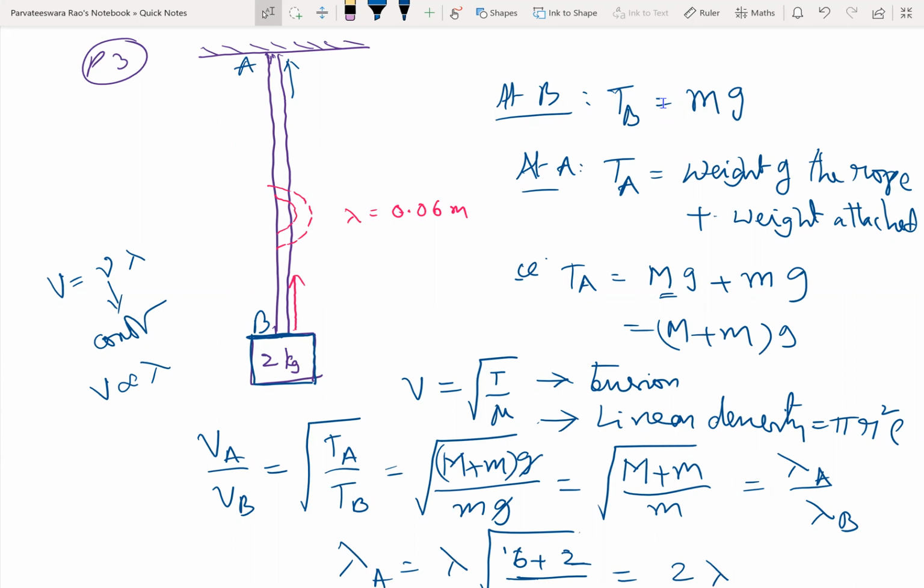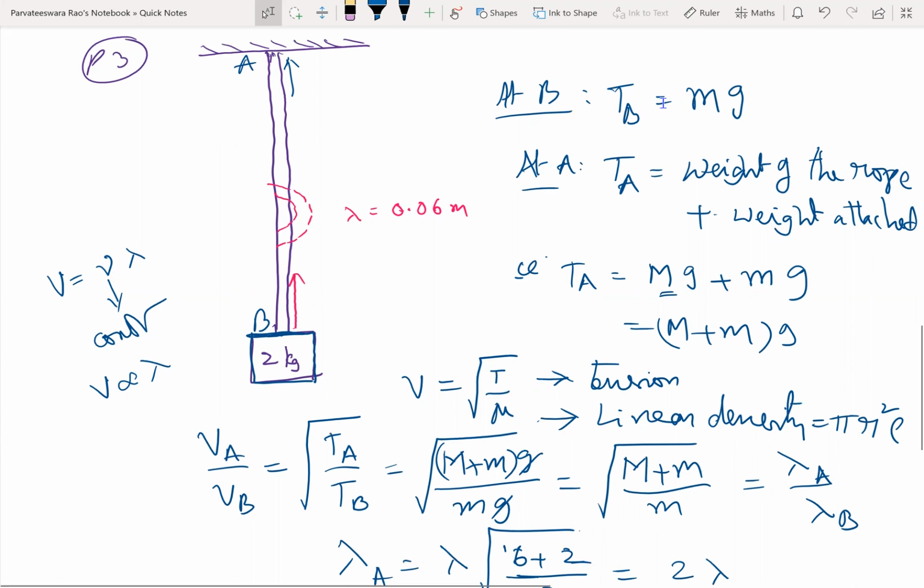So this is a problem based on tension in strings. Next.